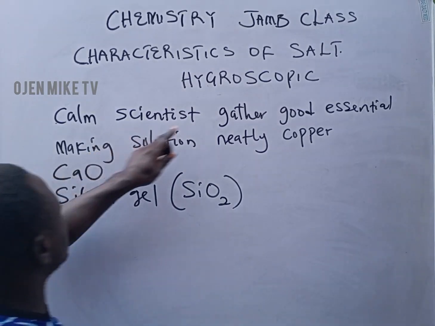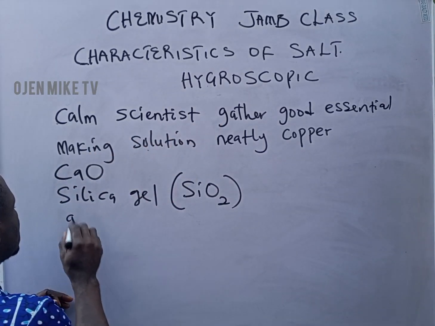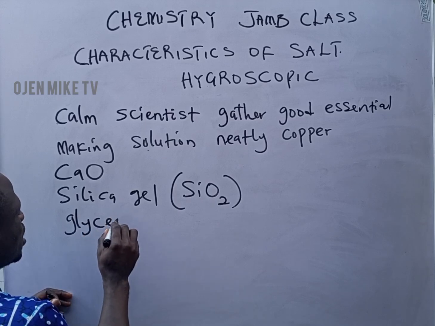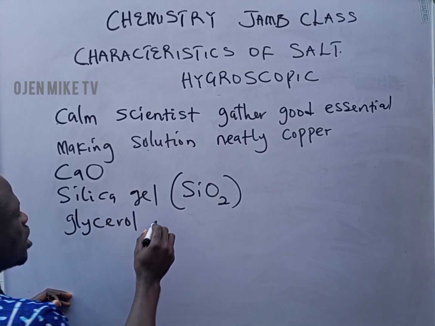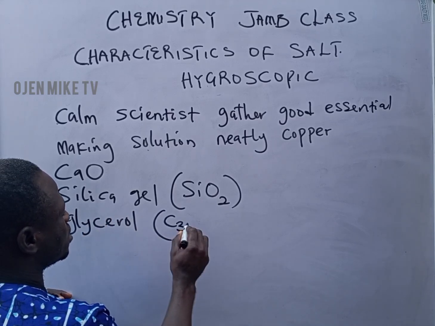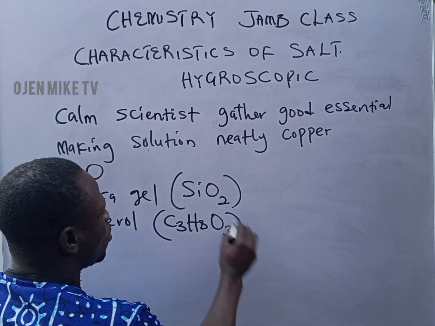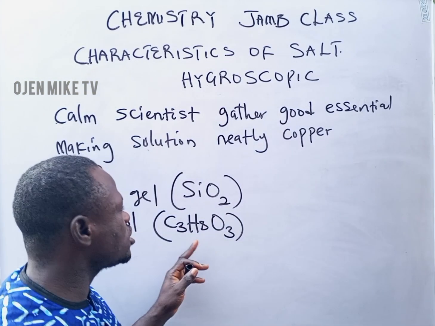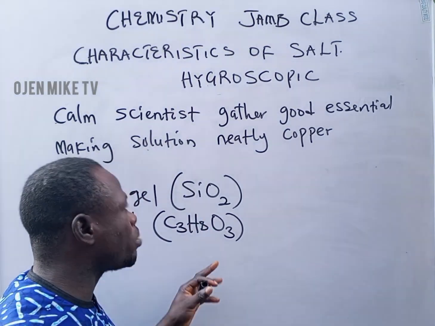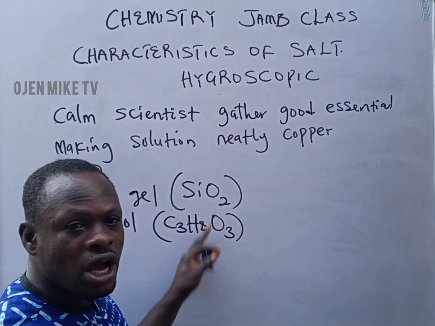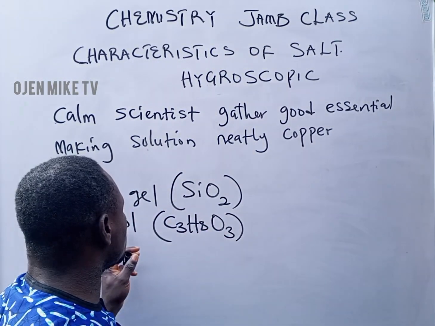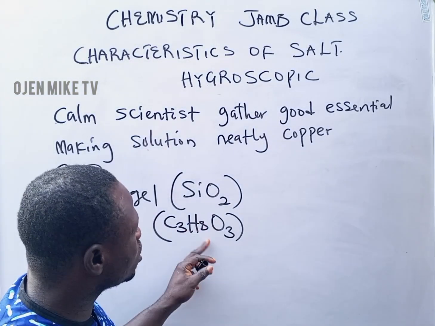Now, we look at the next one. Gather is glycerol. Glycerol, the formula is C3H8O3. Why am I giving you this formula? In case JAMB asks you which of these compounds is hygroscopic, they will not give you the real name. They will give you only the formula.